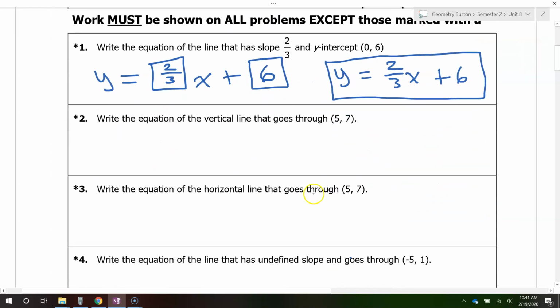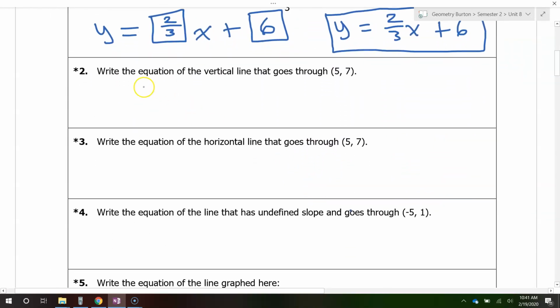All right, they won't all be that easy. Write the equation of a vertical line that passes through this point. So we have memorized that vertical lines always have the equations of x equals something. So it's just a matter of x equals what? And this is the x value right here. Obviously, the other one is the y value. But since we have x equals, we will use the x value, and the answer will be x equals 5.